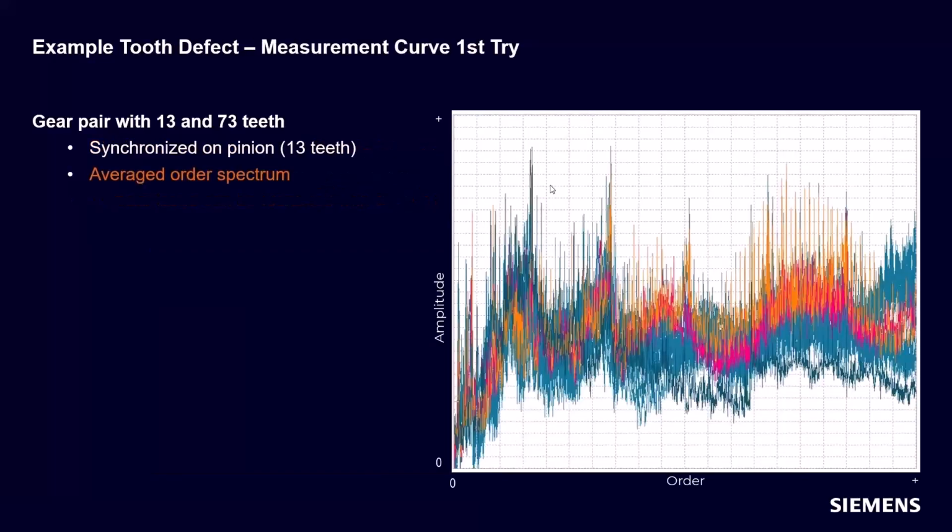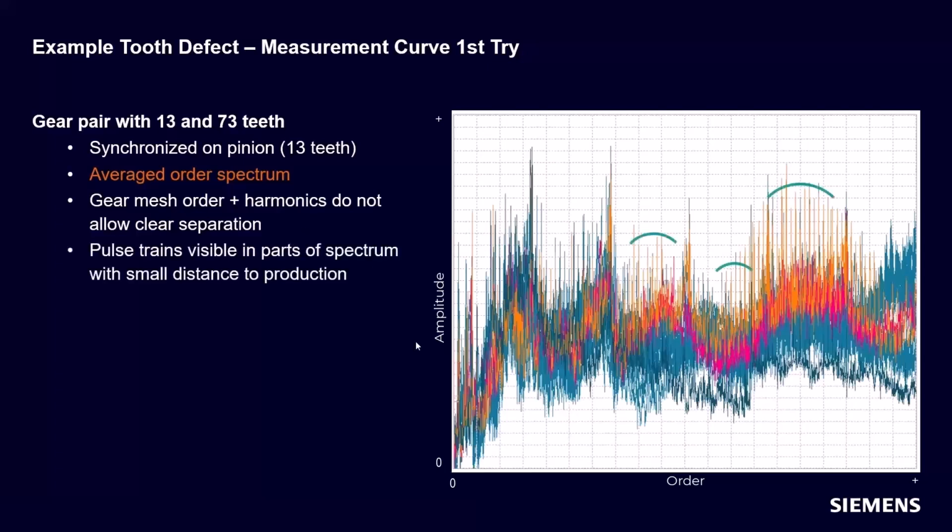Yeah, and then we have the tooth defect. The same again, we see a spectrum, averaged order spectrum. It's the same calculation as we had before, synchronized on the pinion again with the 13 teeth. And what we see here, the gear mesh orders are visible too. Yes, this one, this one, this one, this one. But there's no big difference between good and bad. That means it does not allow a clear separation.